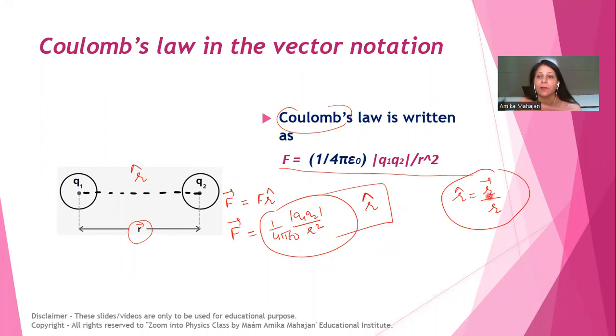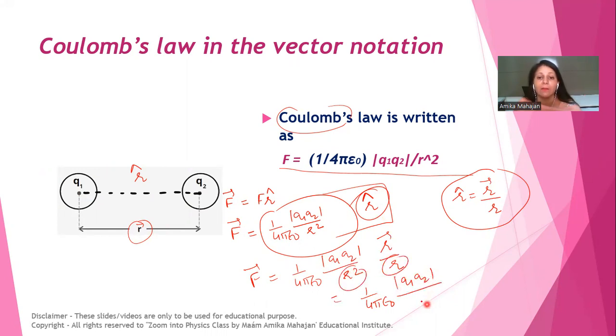This r cap is further written as r vector upon r. So this F will be 1 by 4 pi epsilon naught q1 q2 magnitude upon r square. In place of r cap, I can write r vector upon r. When I solve it further, it will be 1 by 4 pi epsilon naught q1 q2 magnitude upon r square, and r will make r cube, multiplied by r vector. This is another form to represent Coulomb's law in vectors. So there are two ways. One, multiply this F with r cap. And second, multiply this magnitude with r vector.